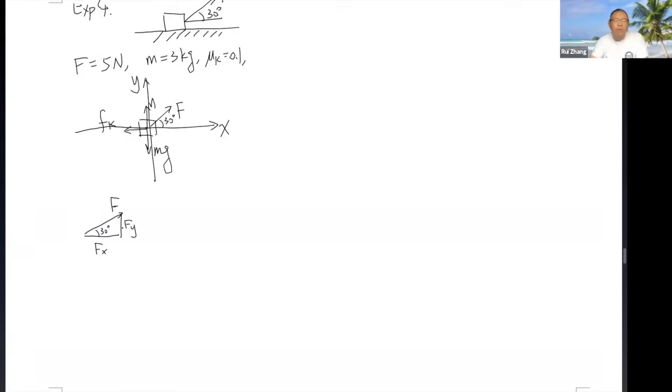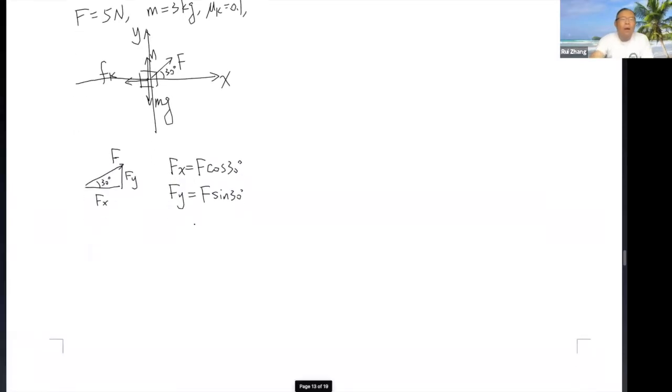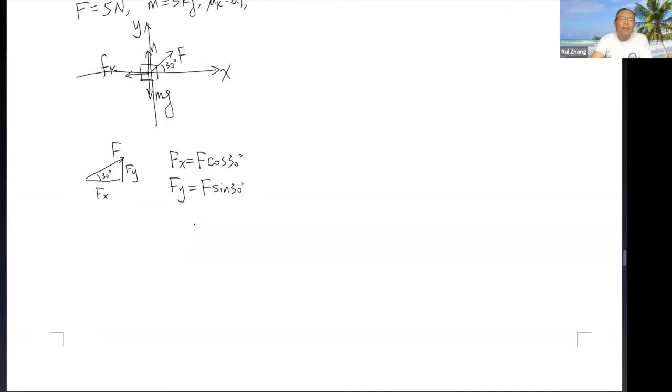Now use trigonometry. For Fx, this is adjacent. Adjacent divided by hypotenuse is the cosine, so Fx equals F times cosine 30. And Fy is the opposite, so Fy equals F times sine 30. So adjacent divided by hypotenuse, opposite divided by hypotenuse. You have these two there, and that's how you find the components.